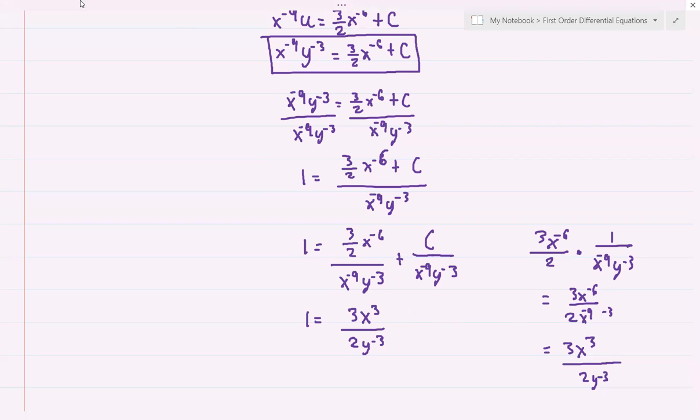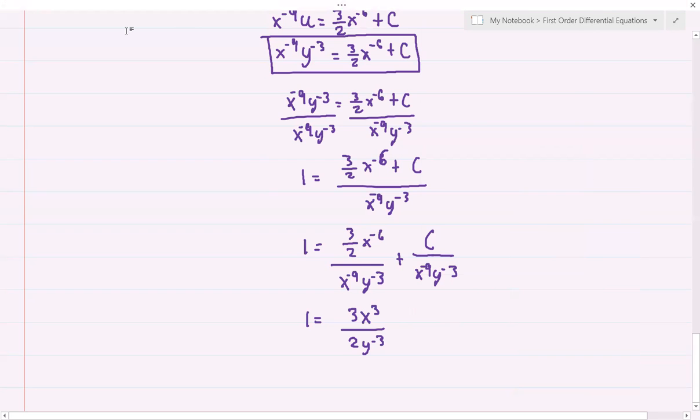Okay, so that's how you do it. Then copy the other term. So we have c all over x raised to negative 9 times y raised to negative 3. Okay. So we can bring up all of the terms at the numerator, especially those who have negative signs. We can do that.